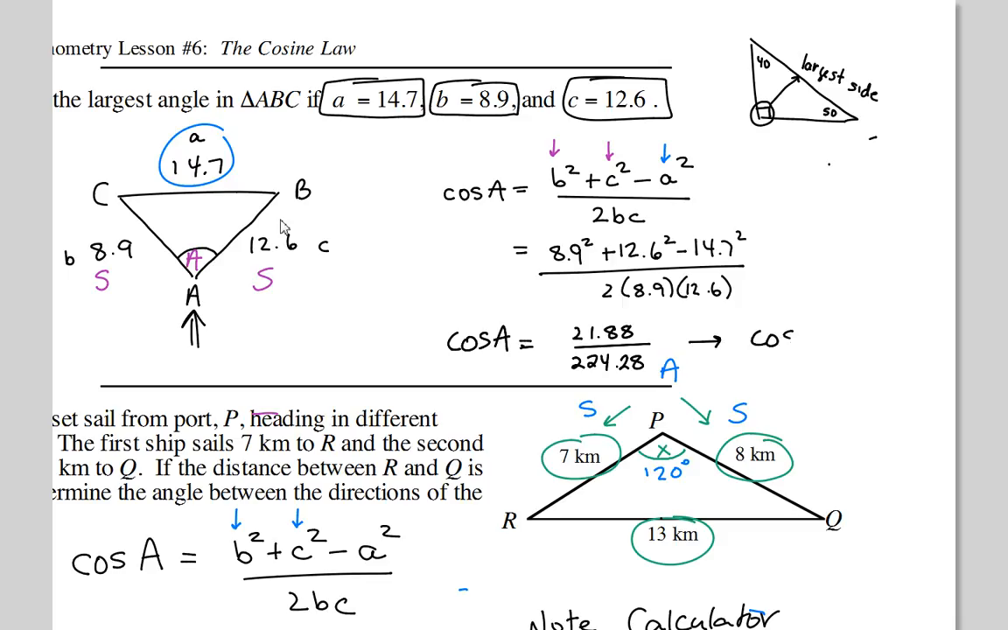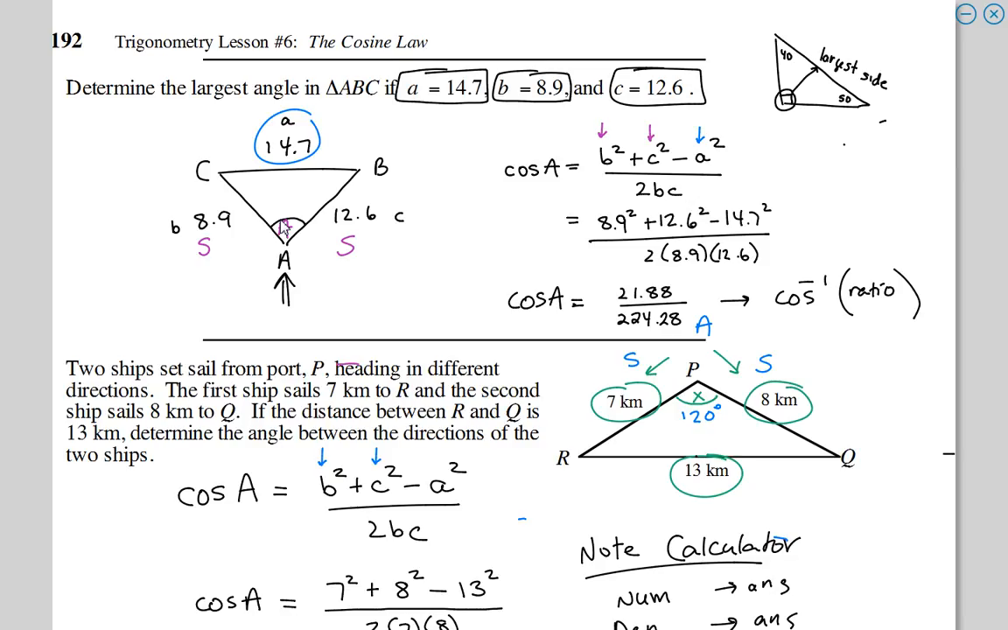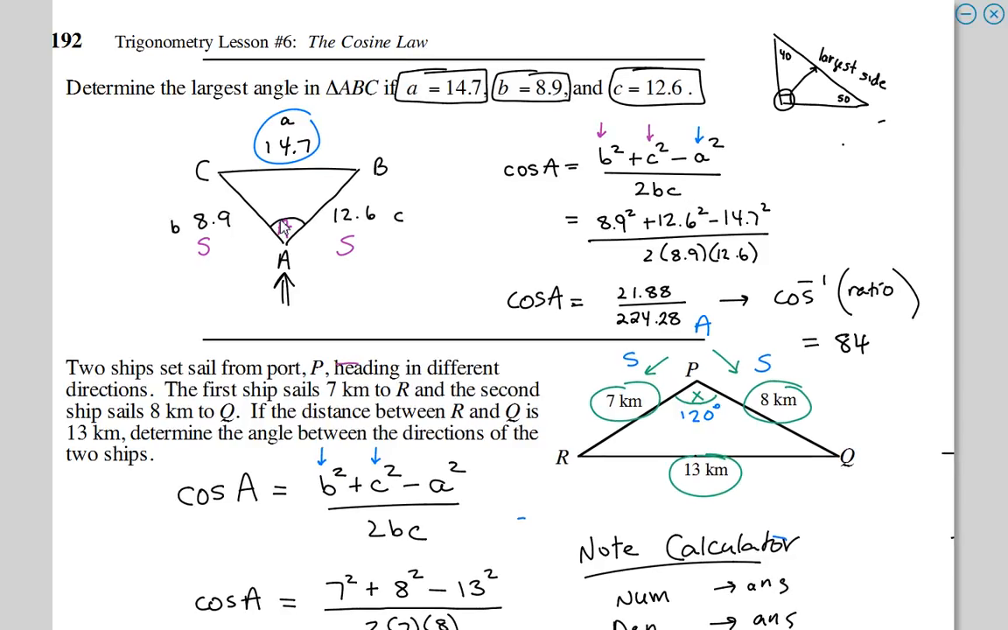And then second function cos of the result. So I'll do second function cos of 21.88 divided by 224.28. So second function cos of that ratio, and you get 84. Okay.